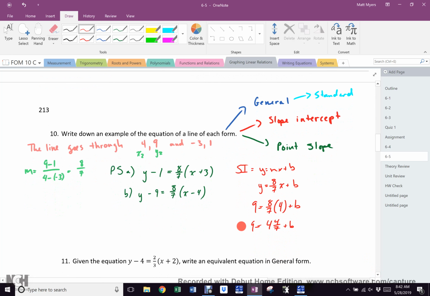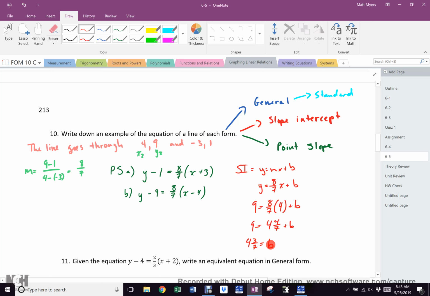Move them over here, right? What's 9 minus 4? 5. And then I'm going to take away 4 more sevenths, right? So it's going to be 4 and 3 sevenths will equal B, correct? I'm doing that in my head, but all of you could subtract that. It would just take you a little bit of time, yeah?